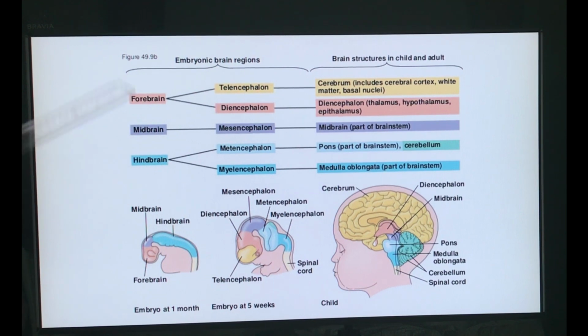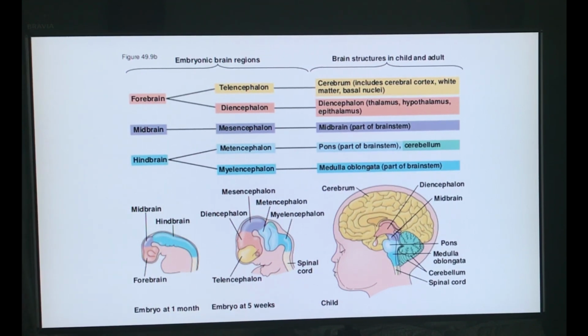Now moving on to the brain development. I have already told you there are three main primitive brain vesicles: forebrain, midbrain and hindbrain. The forebrain is also called prosencephalon, which will further subdivide into telencephalon and diencephalon. The midbrain is called mesencephalon, and the hindbrain, called rhombencephalon, will further subdivide into metencephalon and myelencephalon.